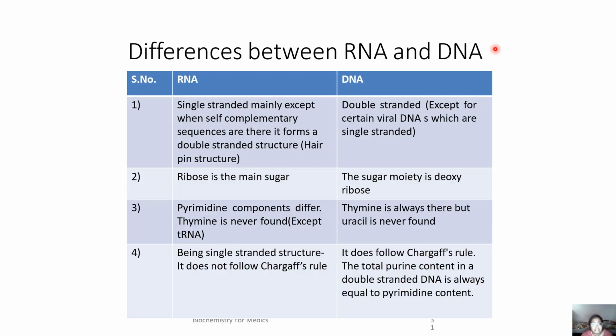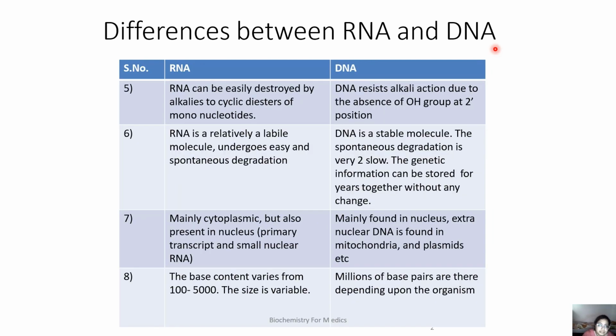In RNA, ribose is the main sugar, and in DNA the sugar moiety is deoxyribose. In RNA, pyrimidine components differ, thymine is never found except in tRNA. In DNA, thymine is always there but uracil is never found. RNA, being a single-stranded structure, does not follow Chargaff's rule. DNA does follow Chargaff's rule. The total purine content in double-stranded DNA is always equal to the pyrimidine content.